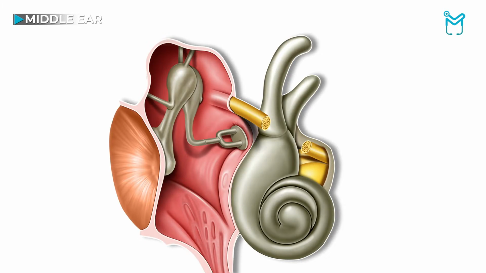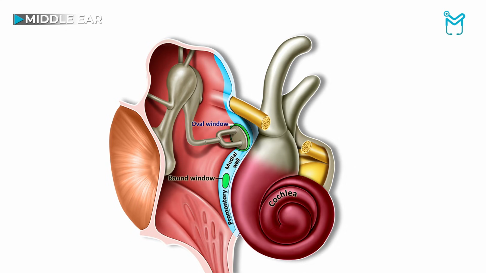Now we will talk about the medial wall of the middle ear. Medial wall of the middle ear is also called labyrinthine wall. Why is it called labyrinthine wall? Because it separates the tympanic cavity from the inner ear. The basal turn of the cochlea forms the promontory of this wall. Important structures seen on this medial wall include the round window and oval window.